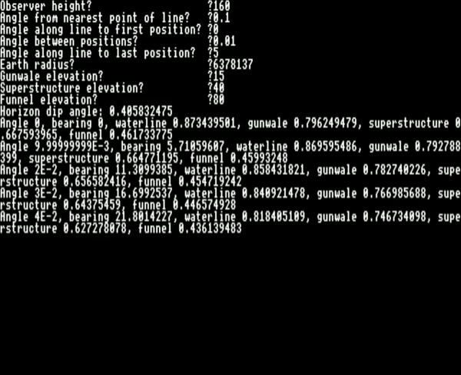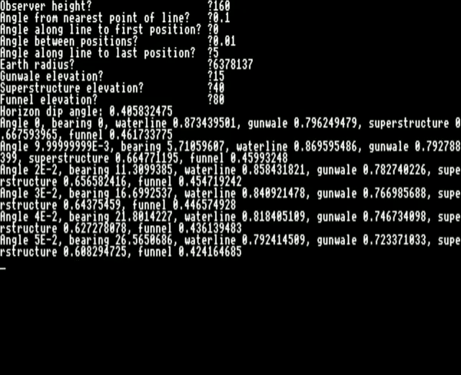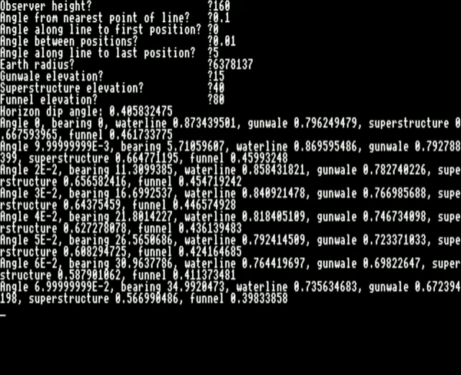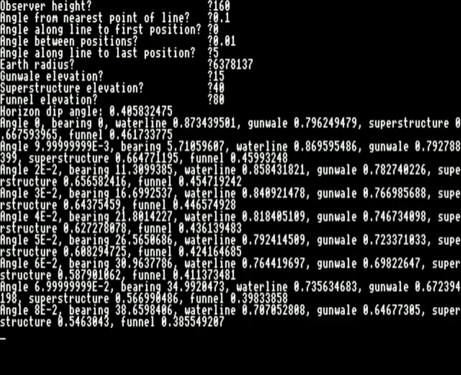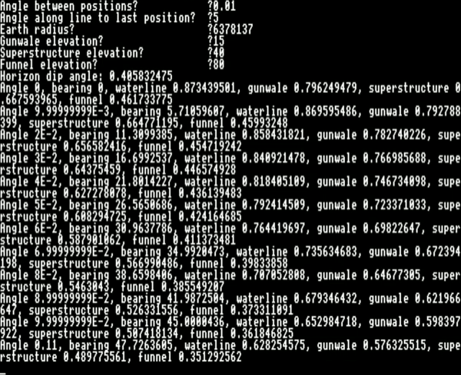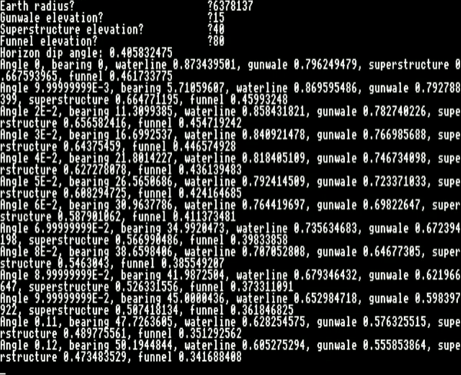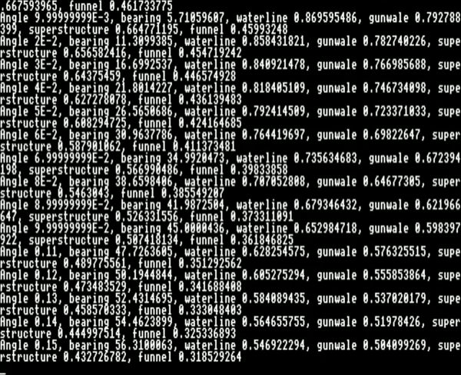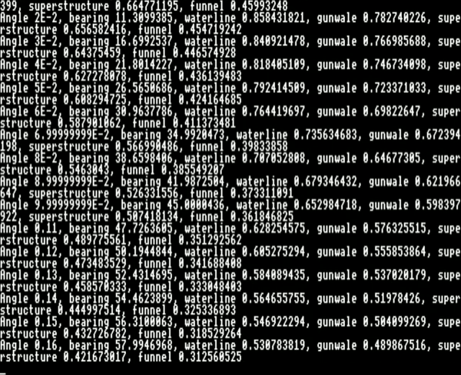And then as before, you can see that those dip angles all increase. And they're going to keep increasing until the waterline dip angle gets to about 0.40583. Yes, approximately a number to 5 decimal places.